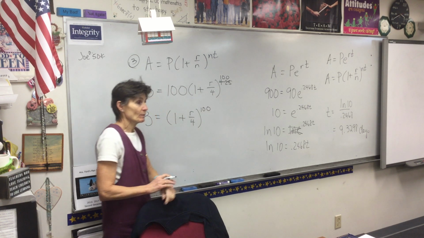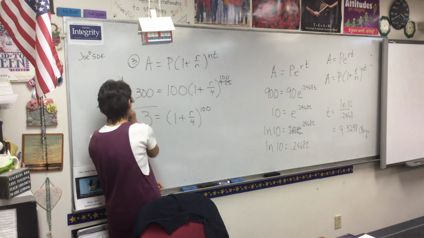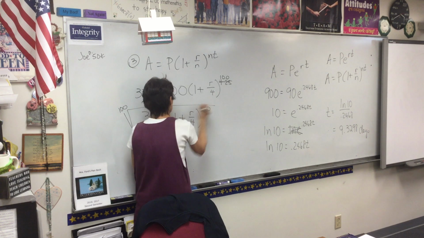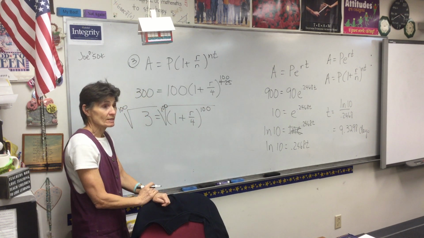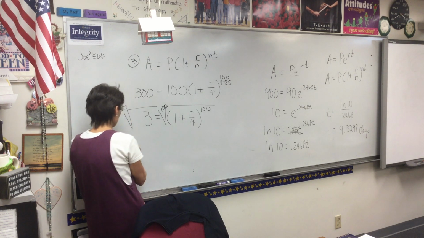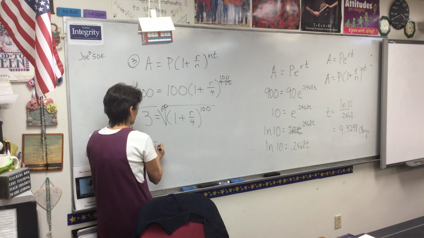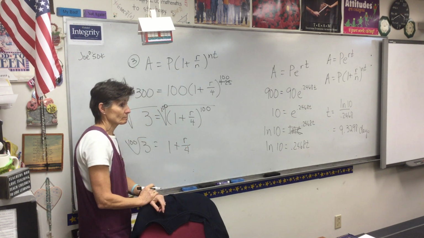Any ideas how we'll get rid of that 100th power? 100th root, that's exactly right. We're going to take the 100th root of both sides. Remember, we talked about how to do this on our calculator. So I need to take the 100th root of 3, and that's going to equal this. Would everybody agree with that?